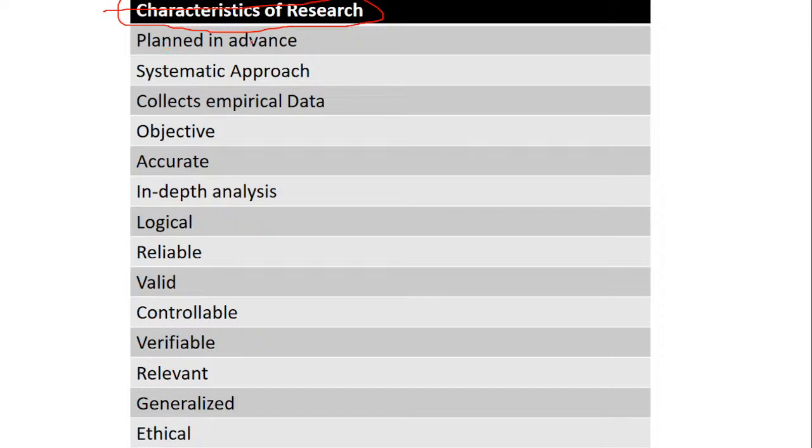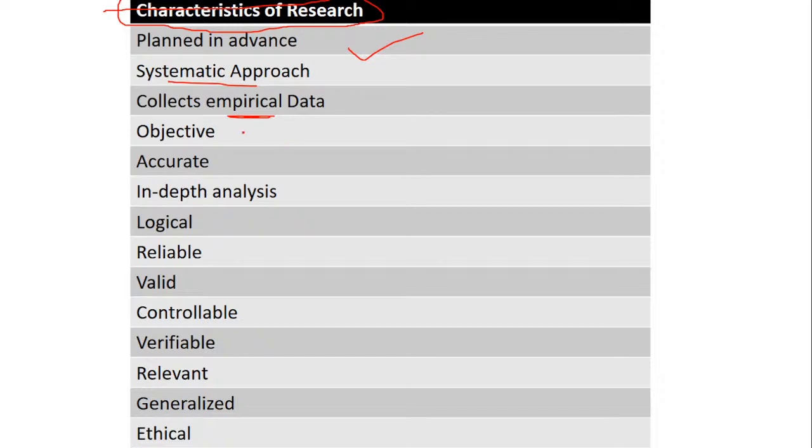Whenever you conduct research, it has to be planned in advance. You can't conduct research just anyhow. It has to be systemized and organized, so it has to be planned in advance. It has to have a systematic approach, a sequence, steps. It needs to collect empirical data, meaning real life data, which is based on real evidence.